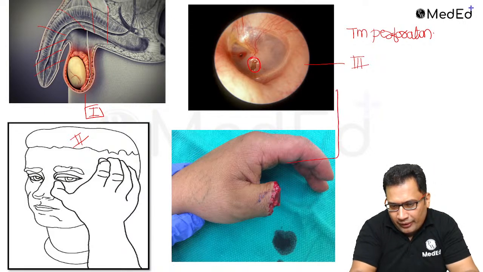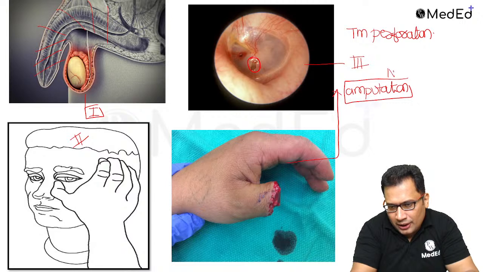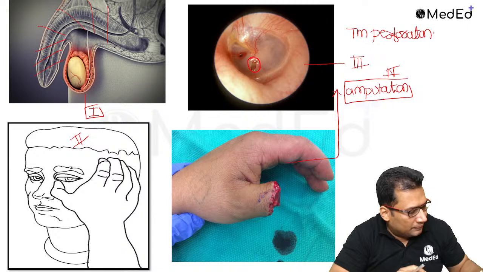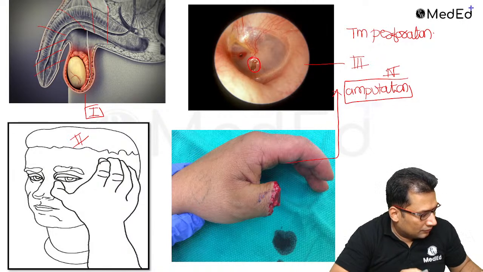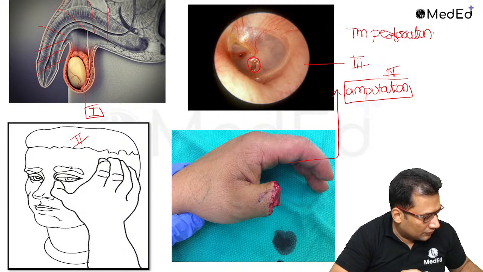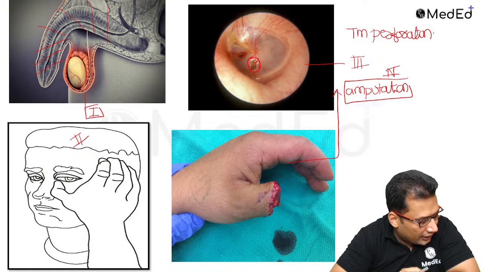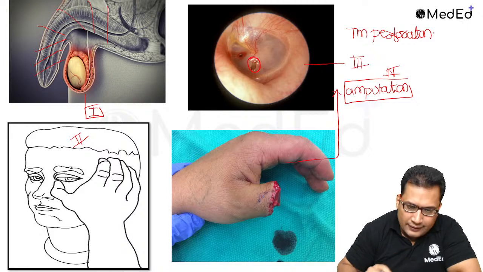So this is the member. You can see the amputation. Amputation of the thumb can be grievous hurt. So have you understood the first 4 clauses, guys? There are 8 clauses in total. Say yes or no? Yes.